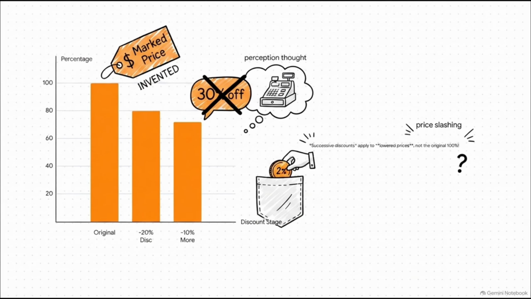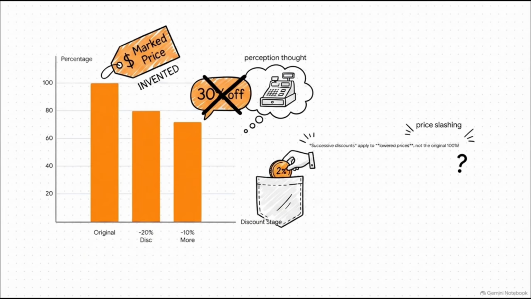This whole concept is all about the marked price. Honestly, it's a sticker price that's largely invented just so it can be visibly slashed to make you feel good. And the single most powerful psychological tool they use here is the successive discount. You've seen the signs. Huge sale, 20% off, plus an extra 10% off at the register. Your brain instantly does the easy math and thinks, wow, 30% off. But let's break it down. If the original marked price is 100%, that first 20% discount brings the price down to 80%.